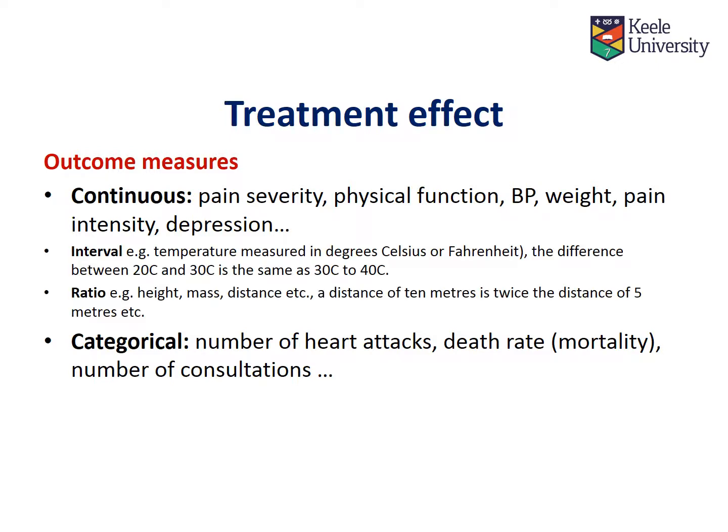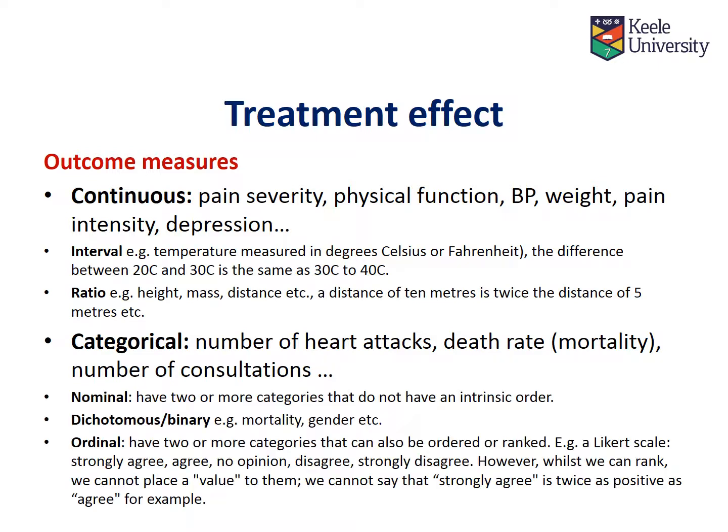The continuous outcome measures could also be classified into interval, like temperature measurements in degrees, where the difference between 20 and 30 is the same as between 30 and 40. Ratio, which means whether you talk about the height or mass. Categorical is also classified into nominal. They have two or more categories that do not have intrinsic order, so male, female, dichotomous, or ordinal.